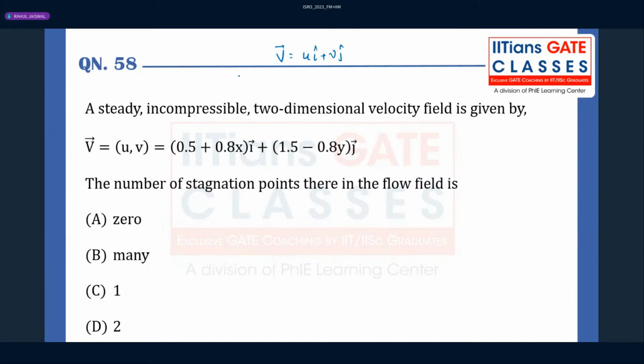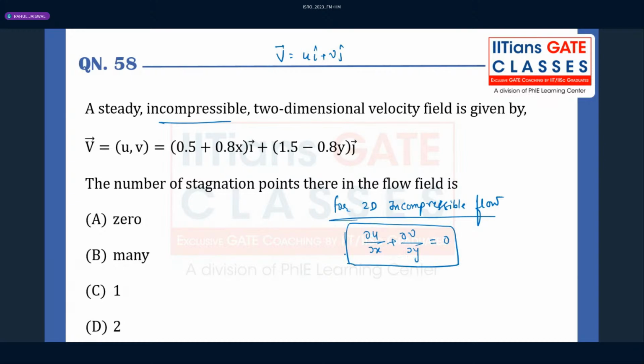Here, whether it is incompressible or not, let's check it. For 2D incompressible flow, we know the general continuity equation. When we simplify it for 2D incompressible flow, we can write ∂u/∂x + ∂v/∂y = 0. I'm not writing the complete general continuity equation because it is not required for this question. I'm just testing whether this question's data has been given correctly or not.